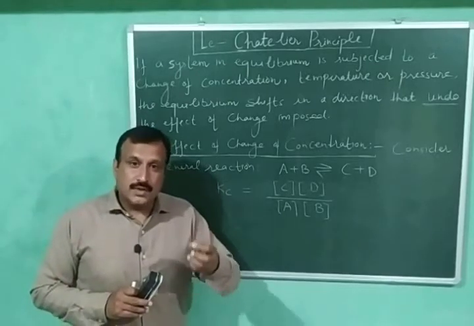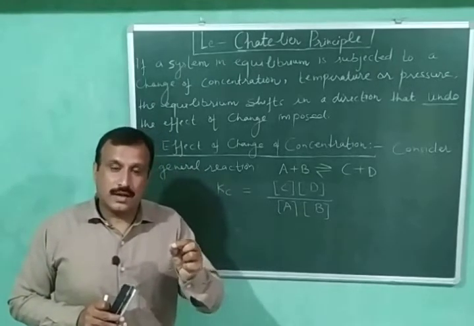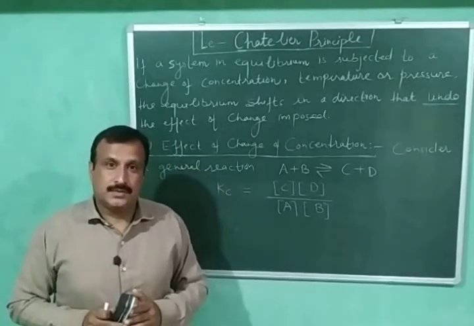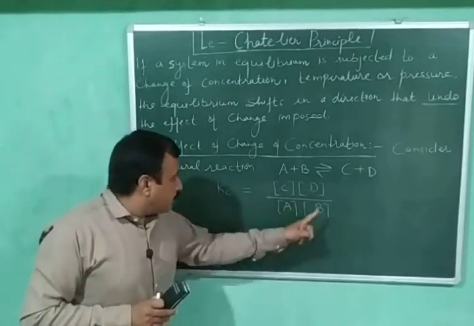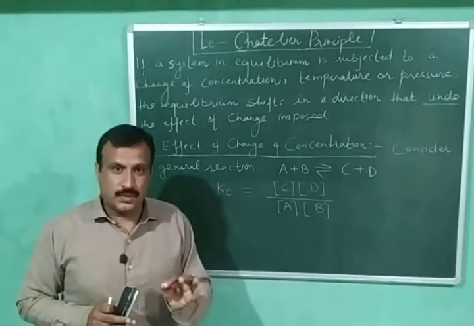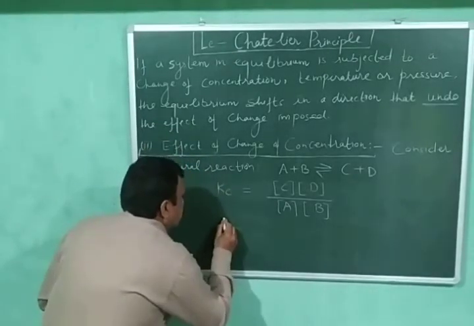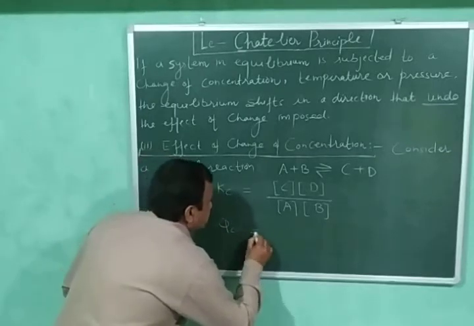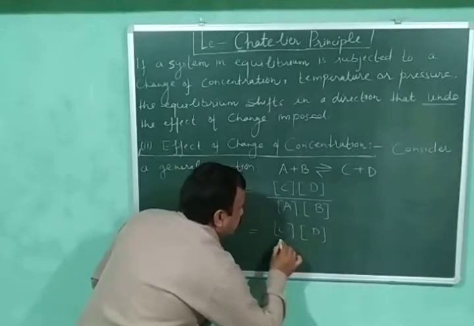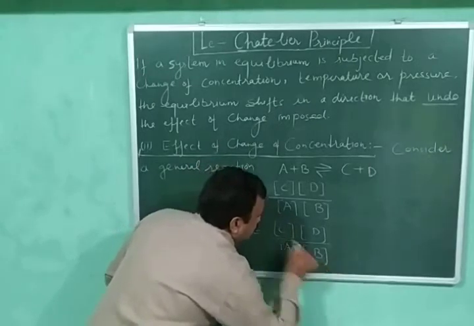Now, if I increase the concentration of the reactants by adding more A or B, then the equilibrium will be disturbed. Then this ratio will be called the reaction quotient. So I am writing the reaction quotient, that is Qc is equal to concentration of C into concentration of D divided by concentration of A into concentration of B.